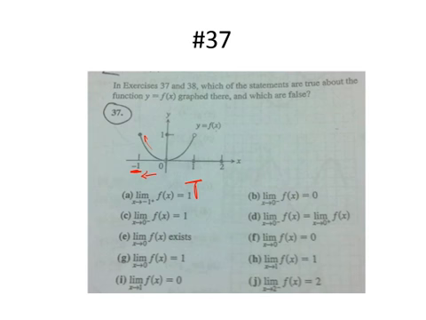B, we have as x approaches 0 from the negative side, do we get 0? If we look at this graph and approach 0 from the negative side, you see we get close to 0. So that one would also be true.